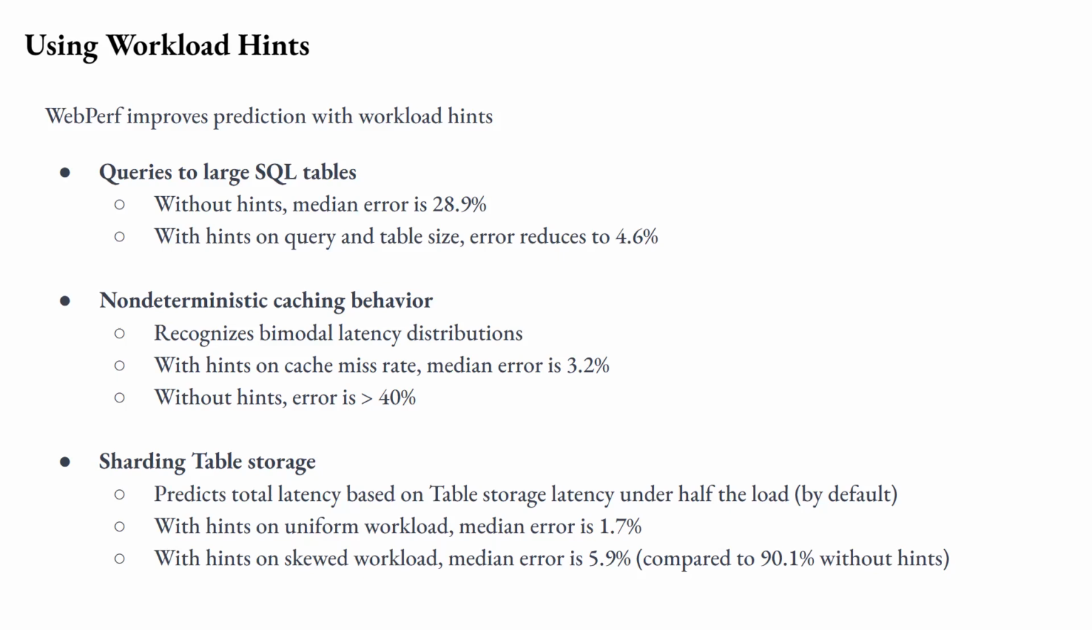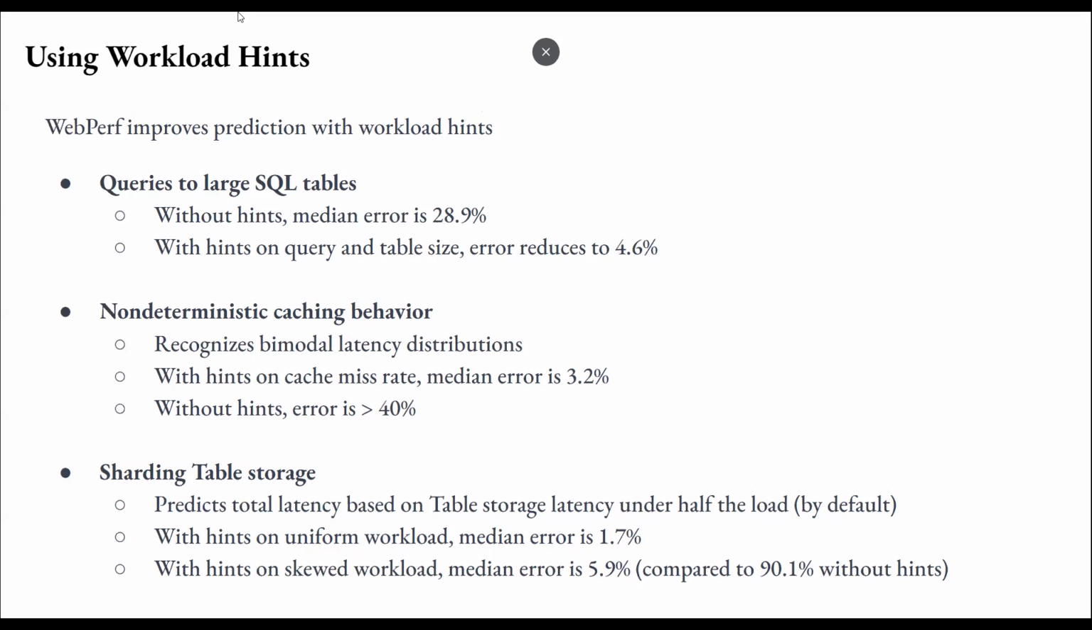Lastly, in the case of social forum, considering the what-if scenario of sharding a table into two, WebPerf's prediction algorithm assumes that sharding will result in half of the load on each, but this assumption may not always hold. Without workload hints, WebPerf's estimation has a median error of 90.1% for a highly skewed workload where all the requests are accessed from one shard. However, with the hint that the workload is highly skewed towards one shard, prediction became more accurate with a median error of 5.9%.